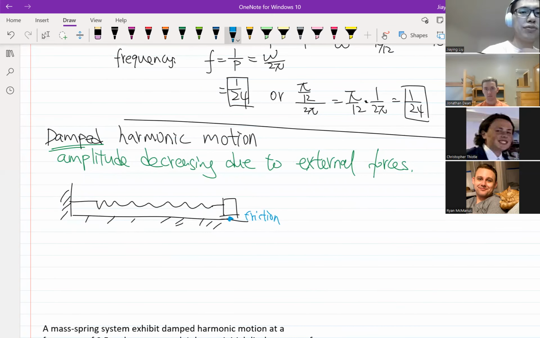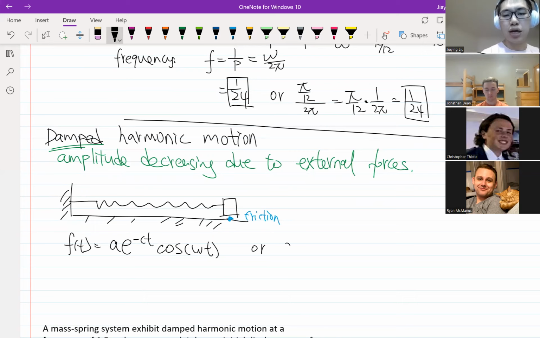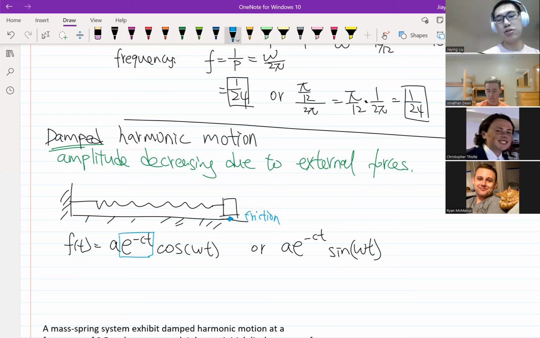And it has this formula, which is f of t equals a e to the negative ct cosine omega t, or a e to the negative ct sine omega t. So with this e to the negative ct, note if c is positive and t is positive, this is really just exponential decay. So this is going to give that decreasing impact to the amplitude.